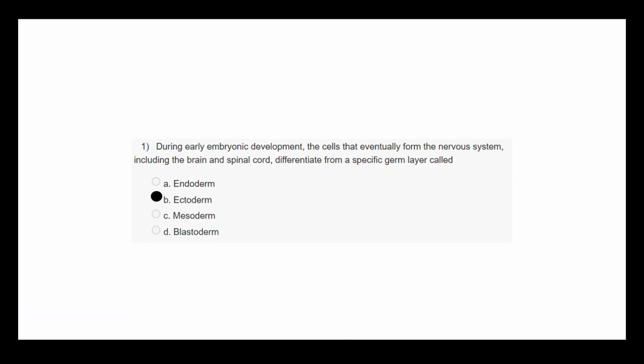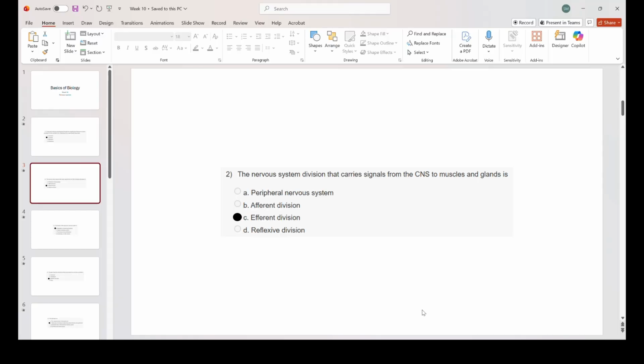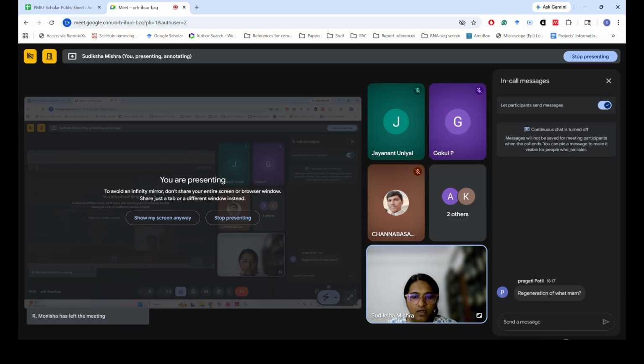The answer is ectoderm. The nervous system division that carries signal from the CNS to muscles and glands is: peripheral nervous system, afferent division, efferent division, or reflexive division. Just 1 second. It's the efferent division.